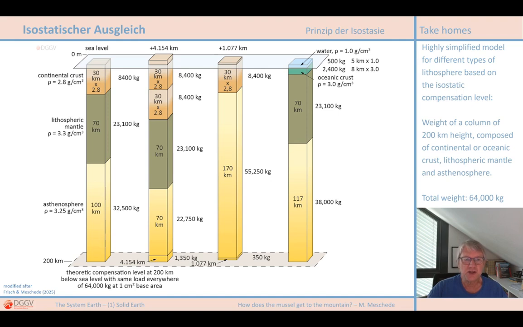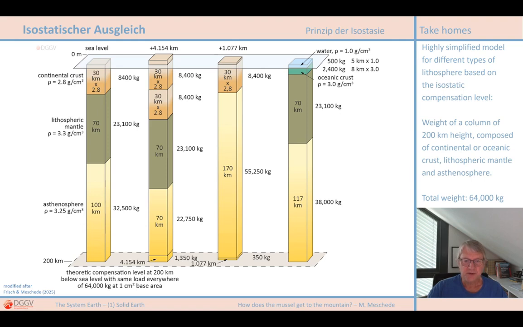Isostatic compensation occurs because some mantle material has to be pushed in from below to compensate for the weight above the adjustment surface. And this then leads to the uplift of the mountain range. This is exactly what happened with the Alps and all the other high mountain ranges on Earth. To understand these movements, it may be useful to review chapters 2.1 on isostasy and 2.2 on isostatic compensation of this video series.